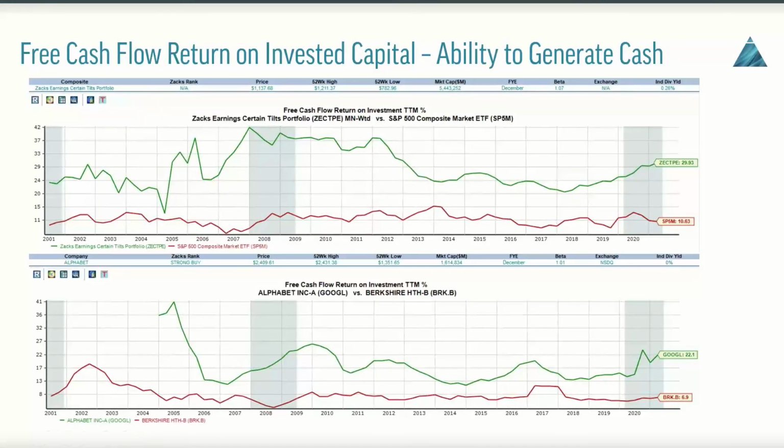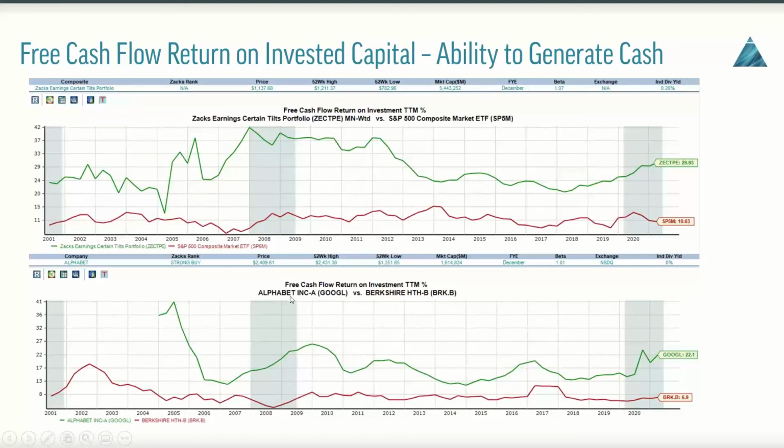Another popular metric I love to look at, free cash flow return on invested capital. This literally just comes down to these companies' ability to generate cash. The earnings certain tilts portfolio, looking at about a 3x difference between that and the average company in the S&P 500. So really, again, not just a 1 or 2 year anomaly here, but this has just been the way it's been for 20 years.